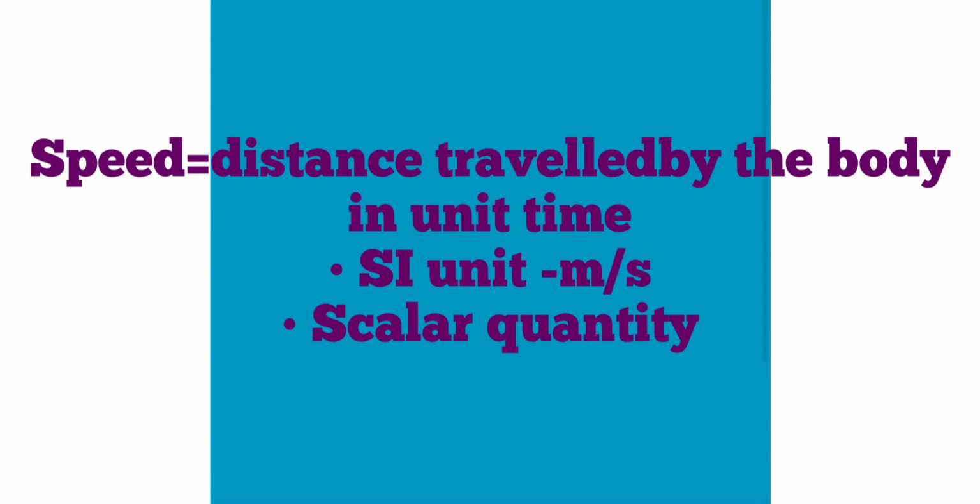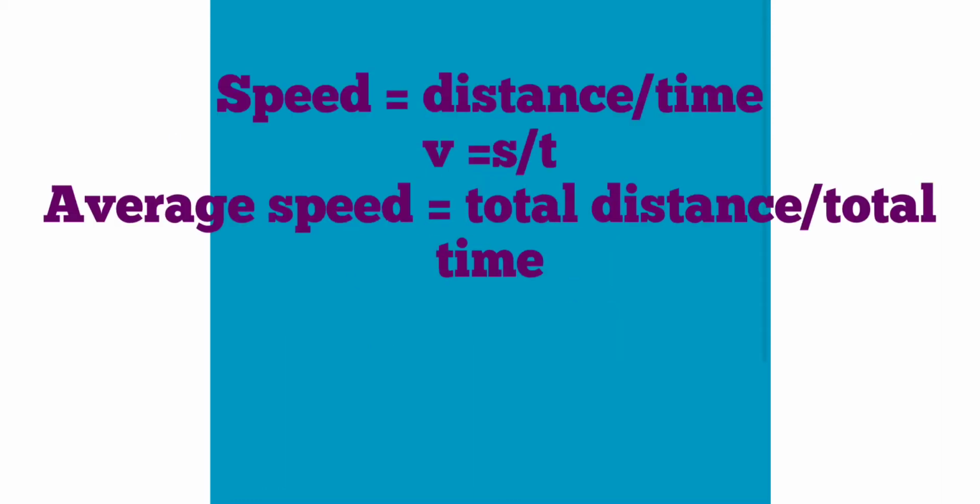Speed. What is speed? Speed is the distance traveled by the body in unit time. Its SI unit is meter per second. It is a scalar quantity. Its formula is speed is equal to distance upon time, that is v = s/t. And the formula for average speed is total distance upon total time.